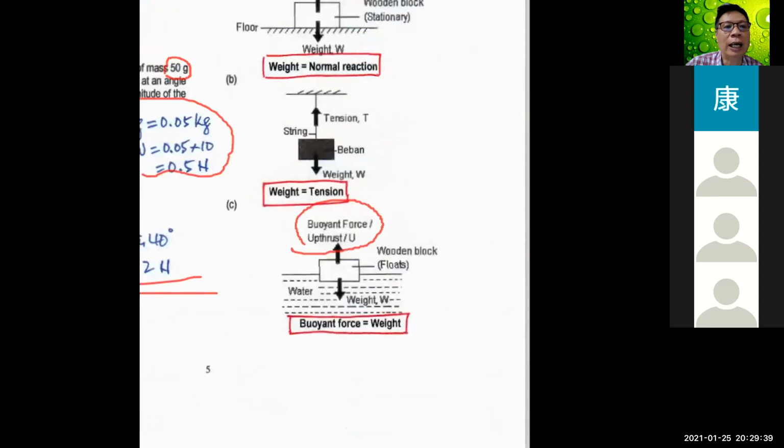So now C is done, now we continue with D. Okay, come, D is here.